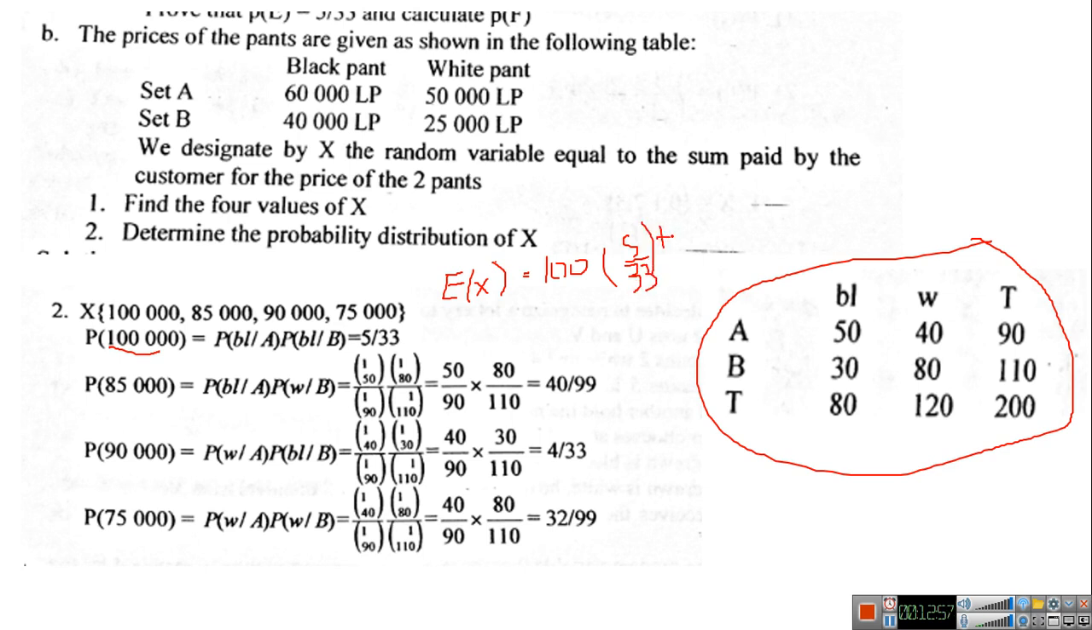plus 85,000 times 40 over 99, plus 90,000 times 4 over 33, plus 75,000 times 32 over 99. This is what we expect one customer to buy. Suppose the answer was, for example, X dollars. So if you have 20 customers per day, how much do you expect to be paid? It will be 20 times X, the payment for one.